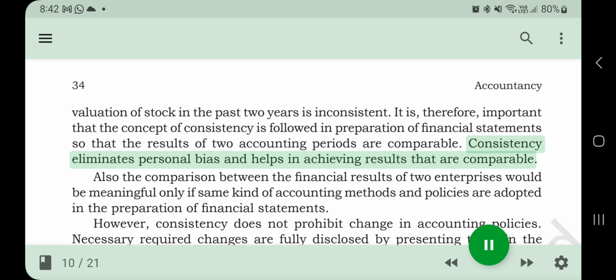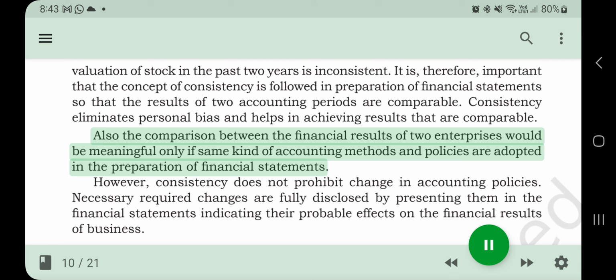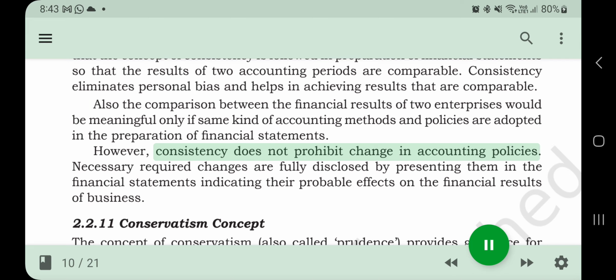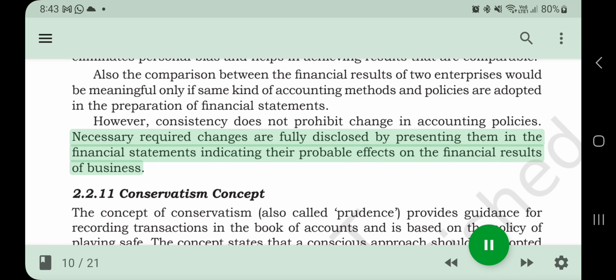Consistency eliminates personal bias and helps in achieving results that are comparable. Also, the comparison between the financial results of 2 enterprises would be meaningful only if same kind of accounting methods and policies are adopted in the preparation of financial statements. However, consistency does not prohibit change in accounting policies. Necessary required changes are fully disclosed by presenting them in the financial statements indicating their probable effects on the financial results of business.